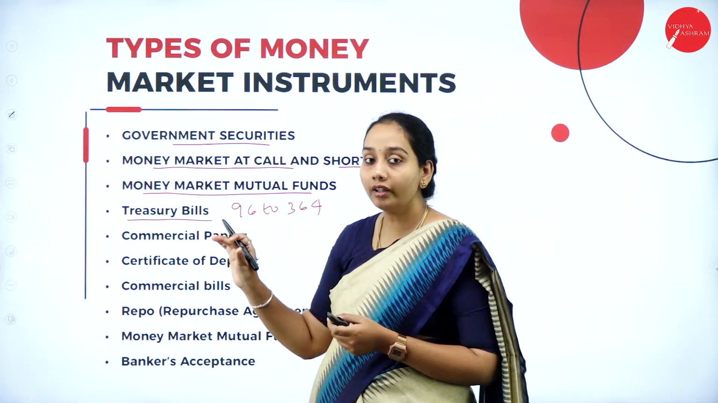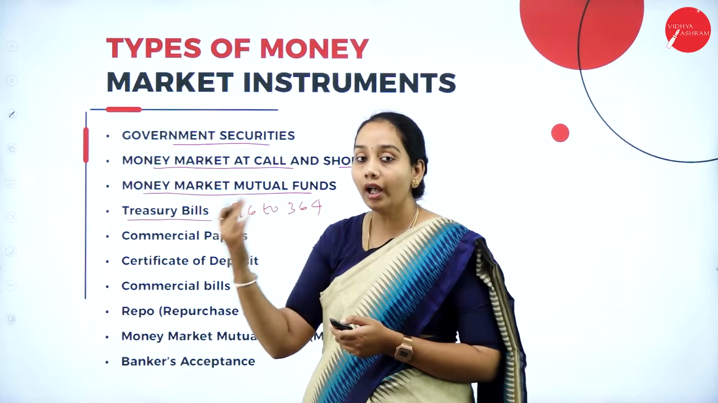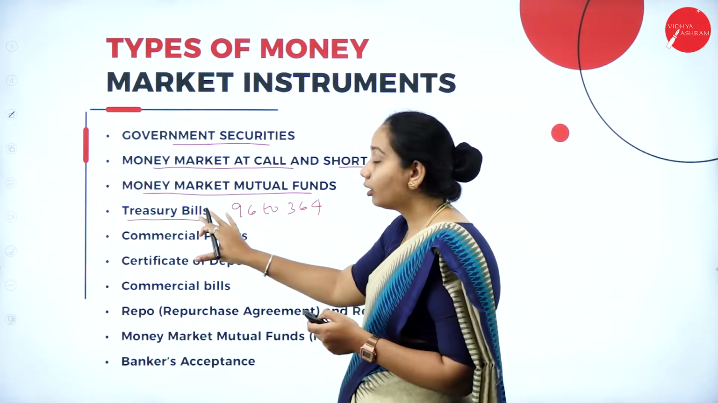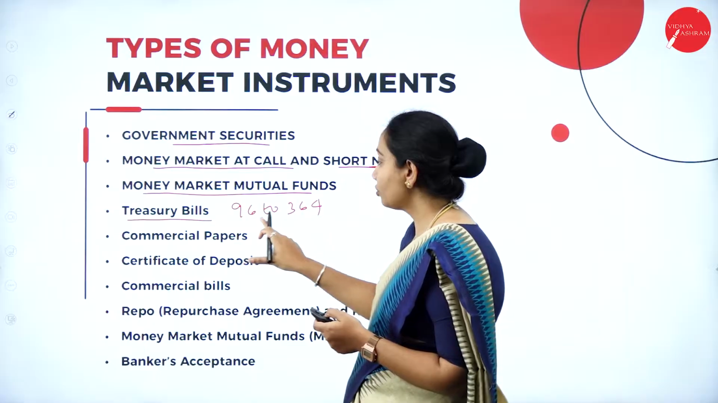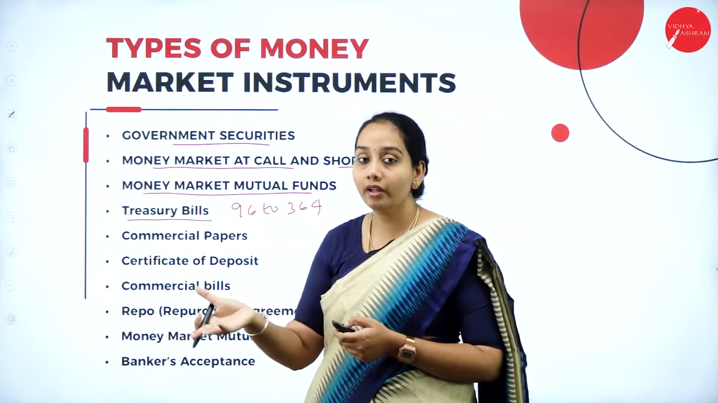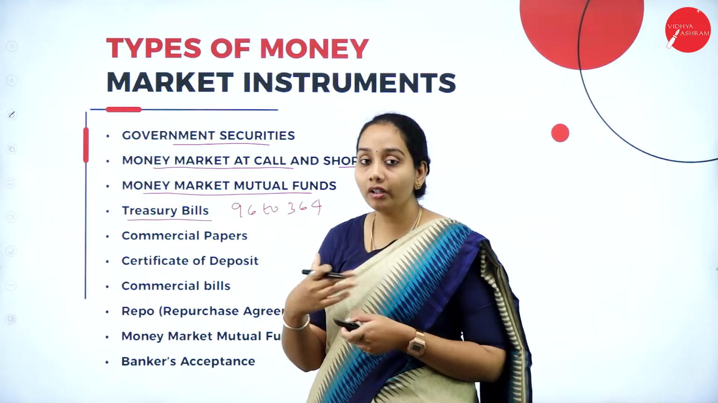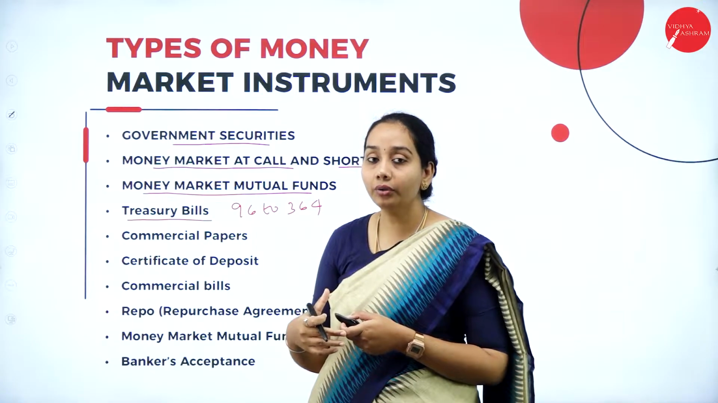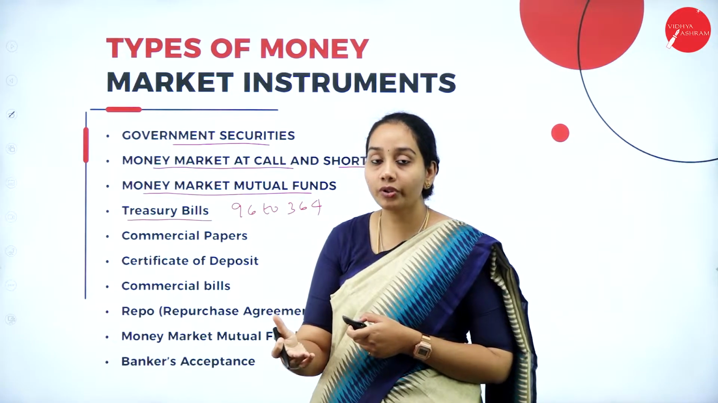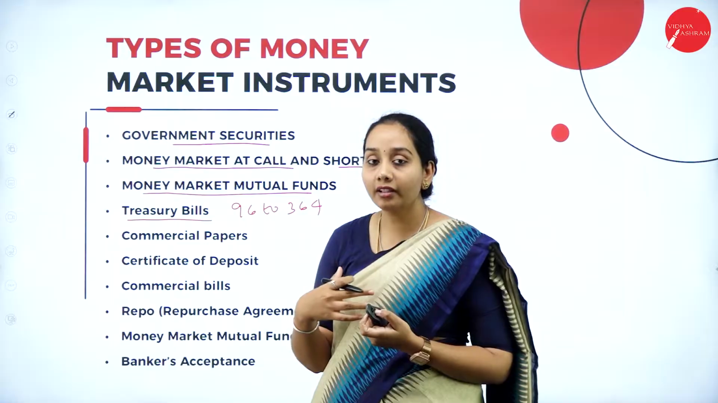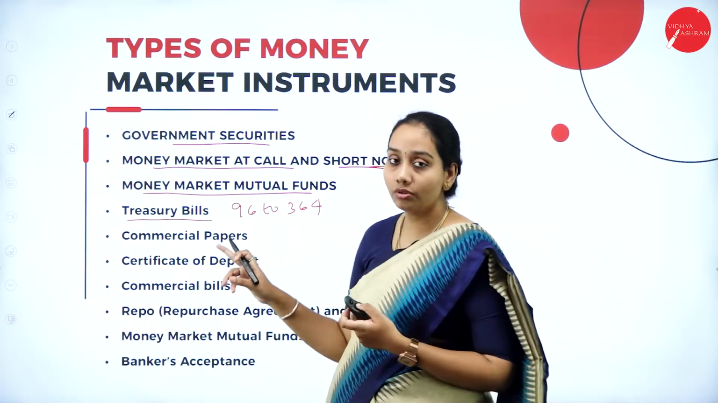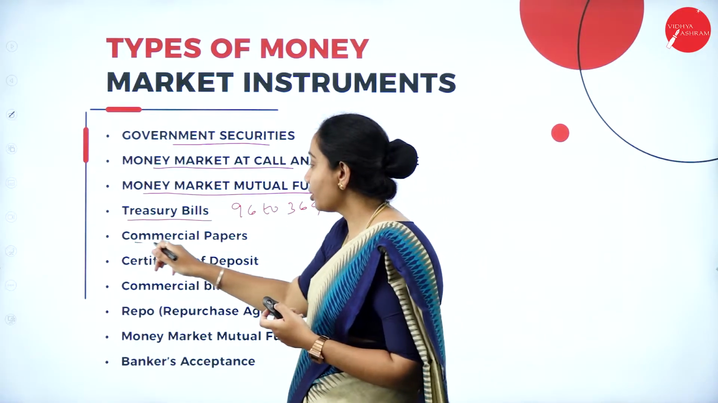So the contract between the borrower and the issuer is like a bill for 96 to 364 days. Based on that, the company, or the RBI or the bank, is going to issue the bills to the persons who want to invest, and they can get back the money within the 96 to 364 days.